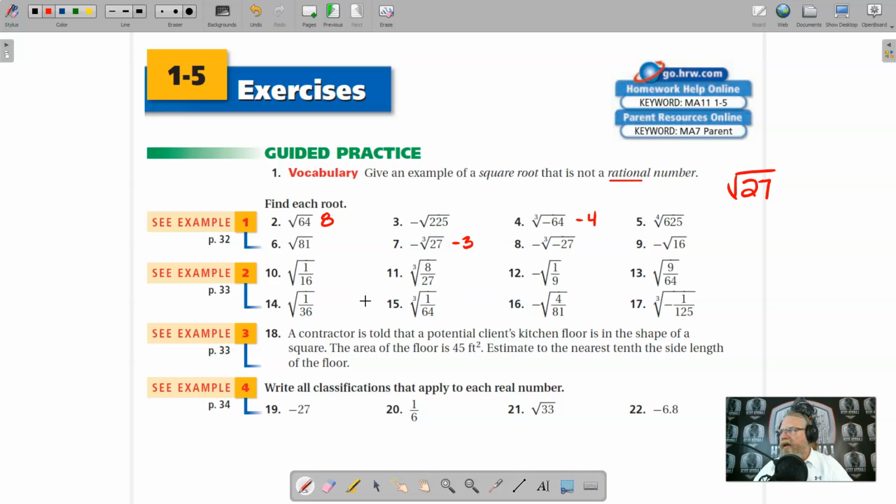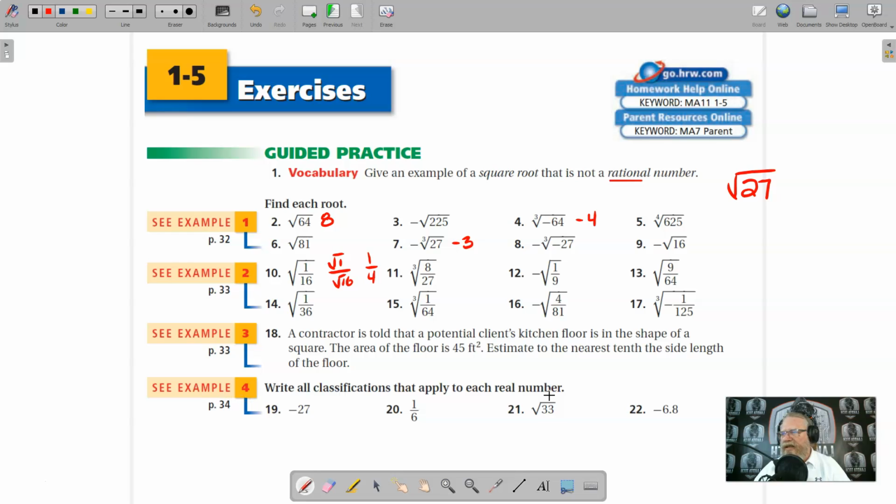All right. On the next one, simplify each of these. So let's think of this as root 1 over root 16. If we simplify that, the square root of 1 is 1, the square root of 16 is 4. So 1/4.